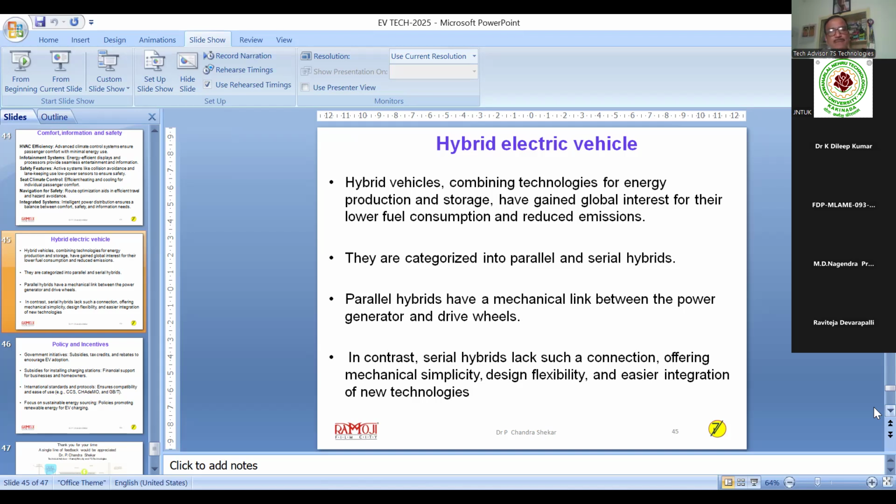That means parallel means the system is combined in parallel. The clutch mechanism will delink or link. Whereas serial means whenever you want, you declutch the combustion engine and connect it wherever it is required. It supports the battery systems.